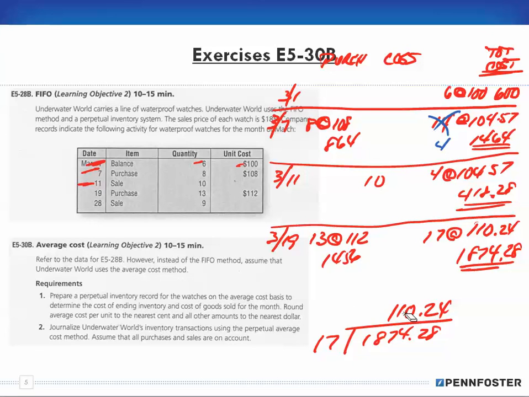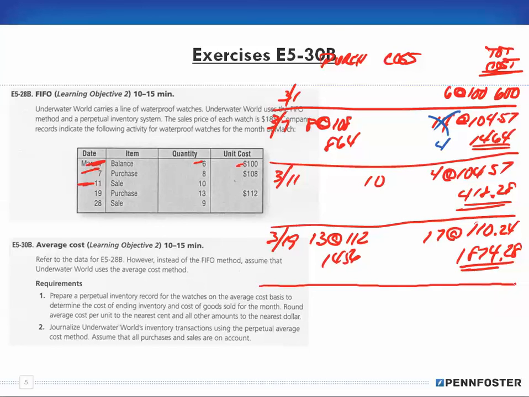Every time you make a purchase, you're reassigning the value of each item in your inventory because you're averaging them out all the time. And notice that you're only doing that when you make purchases. You're not affecting that when you make a sale.